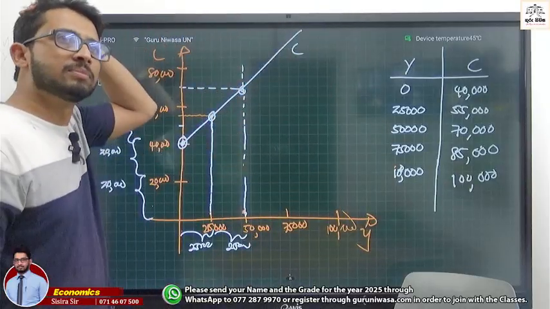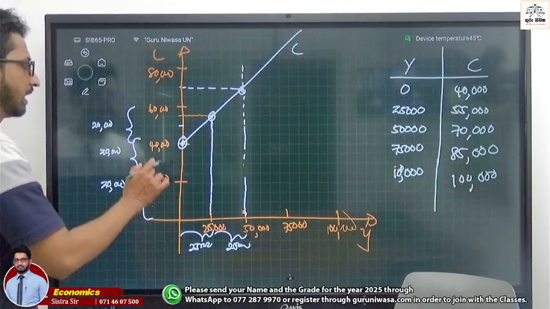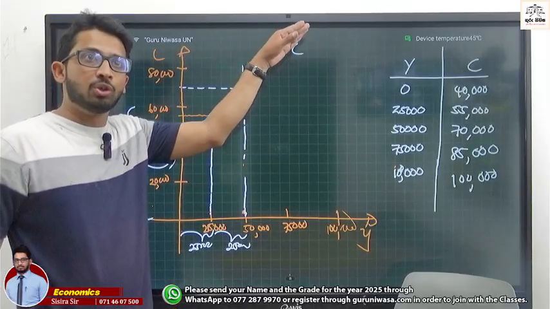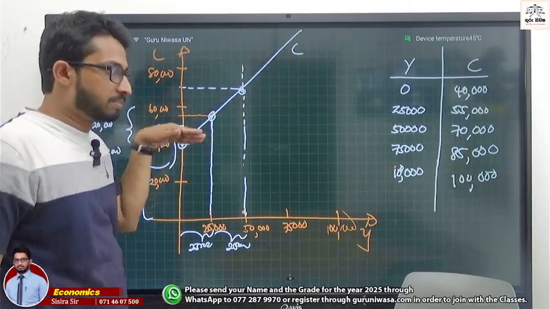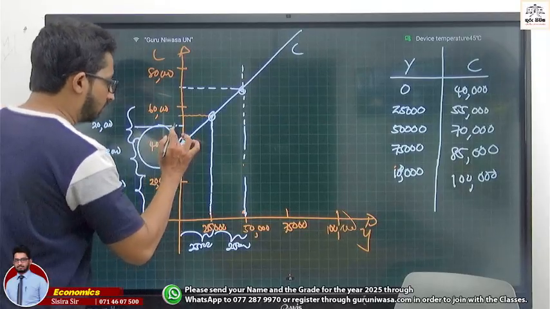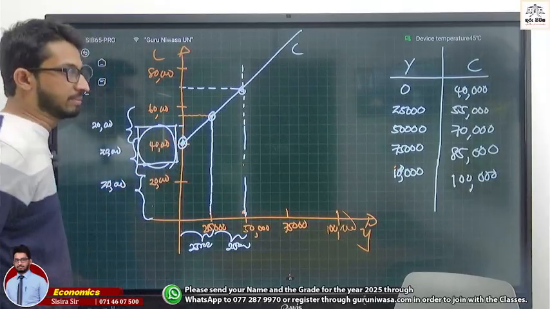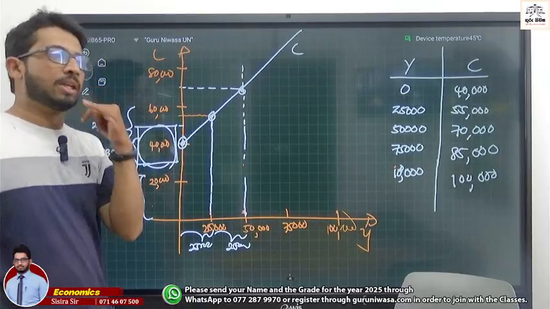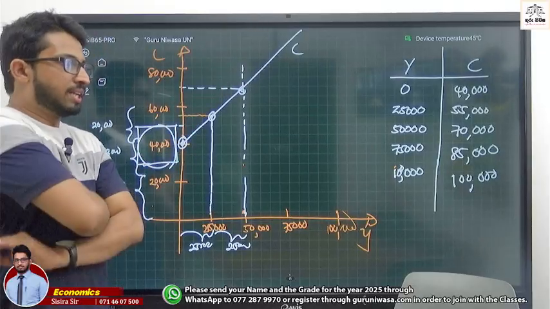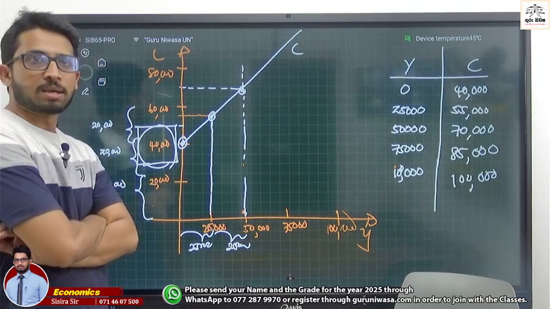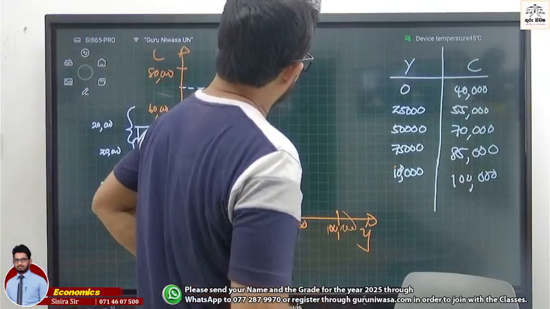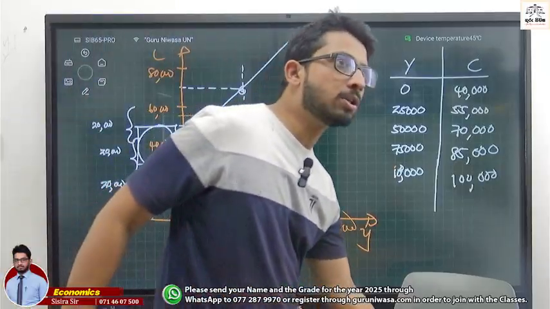Clear, Lamai? You don't need to construct the intercept here. What is the intercept? Intercept means the point where your consumption straight line crosses the y axis. Yes, 40,000. Intercept is the value at which your line intersects the consumption axis or y axis, right? Any issue? Any doubt in this part?